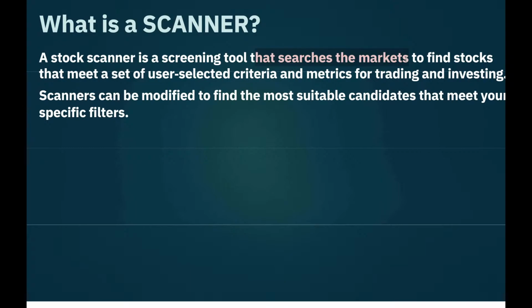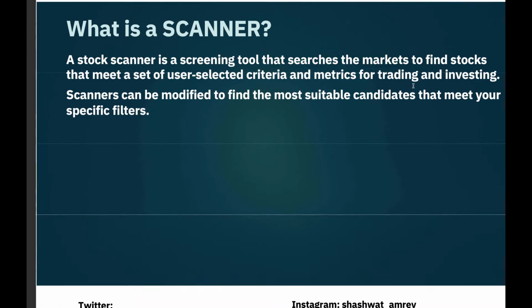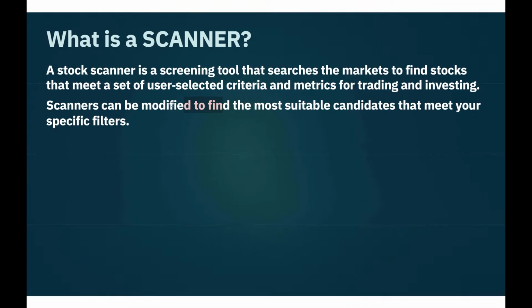So for example, right now, if you go and take a trade, you will find 7,000 companies in the market. Now, it's not literally possible to check each and every company, right? This is why the scanners are the part of our system. Scanners can be modified to find the most suitable candidates that meet your specific filter.